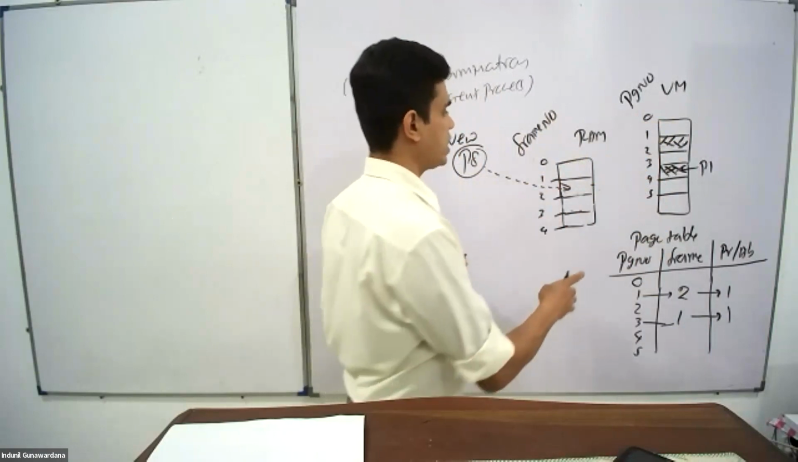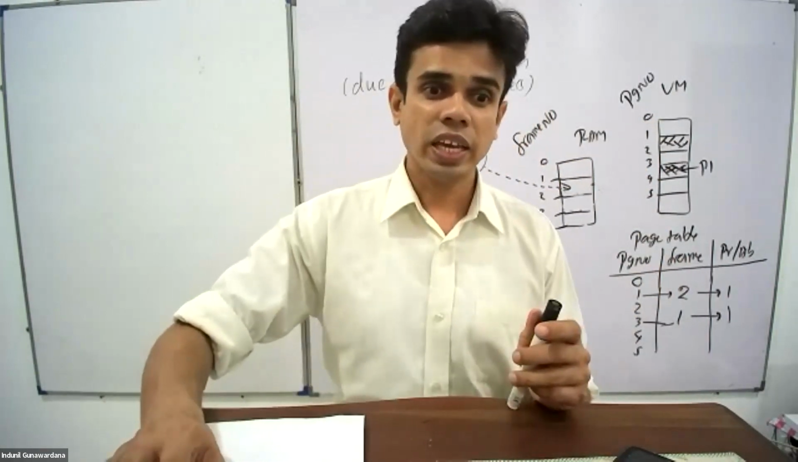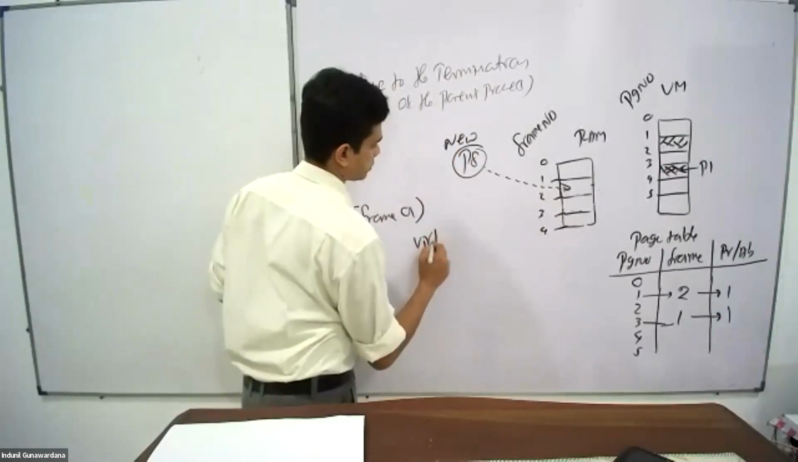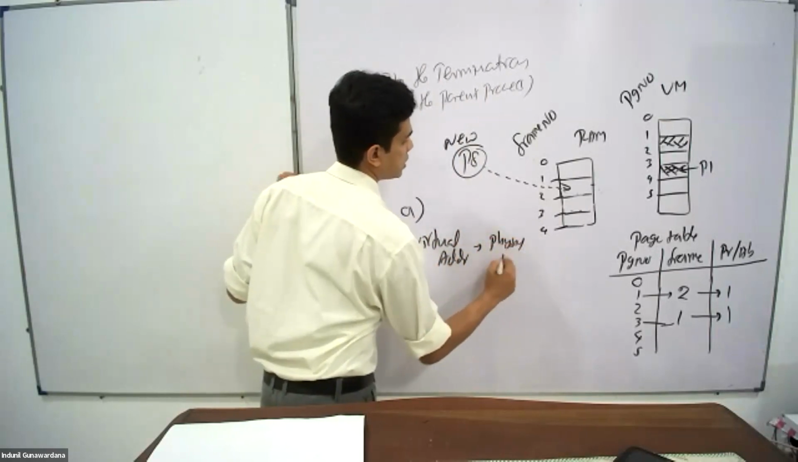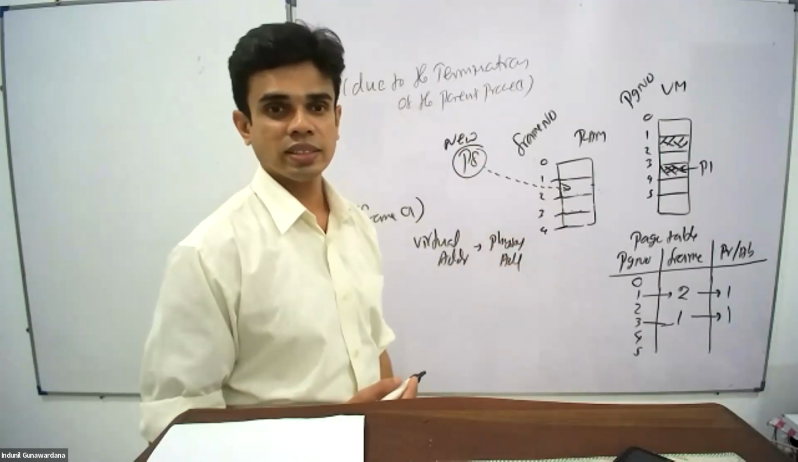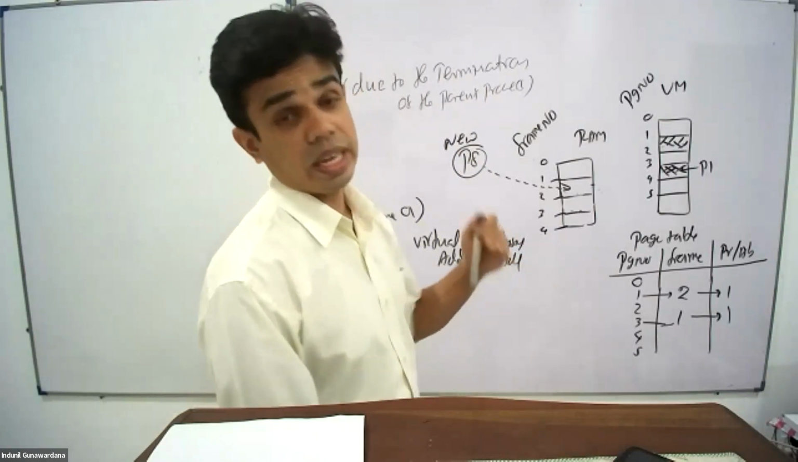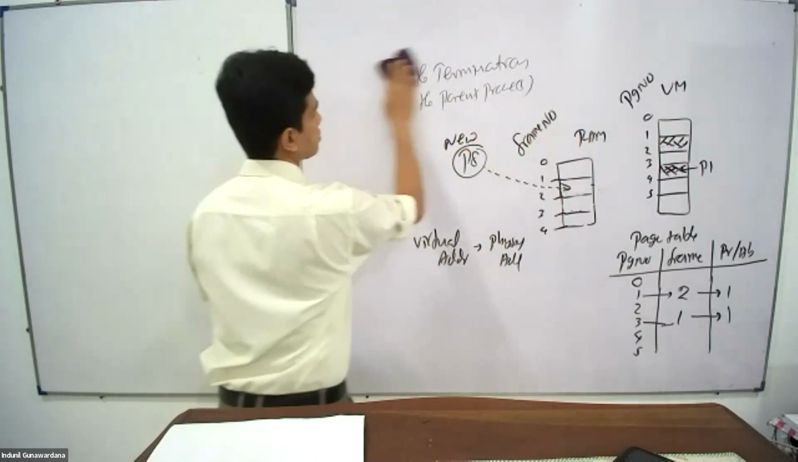So the page table is mapping the page number and the frame number. What this question says is a device mapping virtual address with physical address. Are they the same, virtual address and physical address? No. Virtual address and the physical address are found at the very beginning, not with this. Can you remember that?